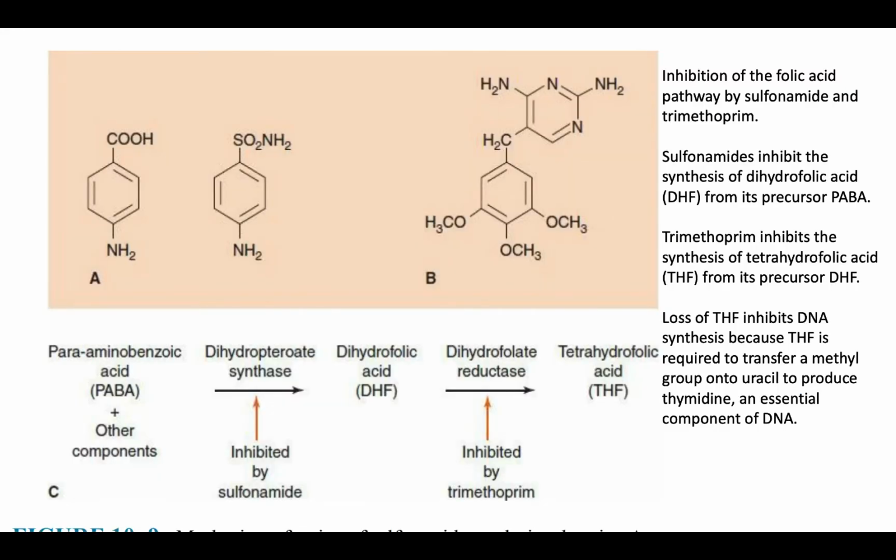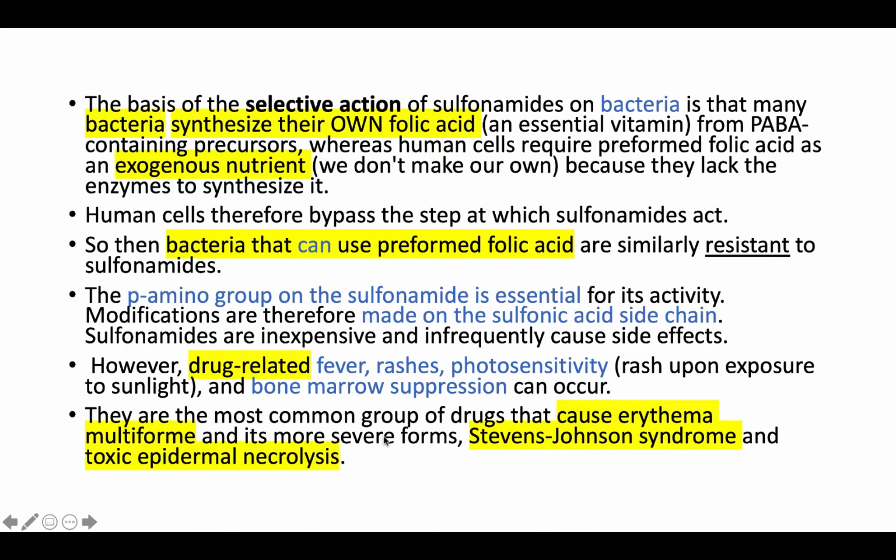So here we go. This is your PABA, para-aminobenzoic acid, plus other compounds. With dihydropteroate synthetase you can make dihydrofolic acid, DHF, and then THF. This is what you're trying to make, and this is the final product. So you inhibit the first step from PABA to DHF with the sulfonamides, by inhibiting dihydropteroate synthetase. DHFR, dihydrofolate reductase, is inhibited by trimethoprim. These are the two sites that are blocked by these two drugs.